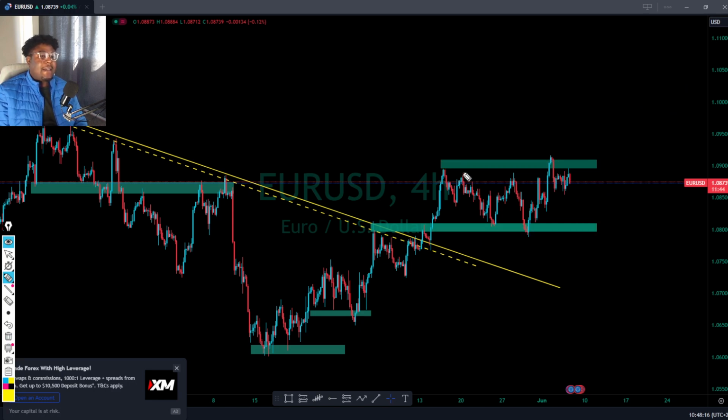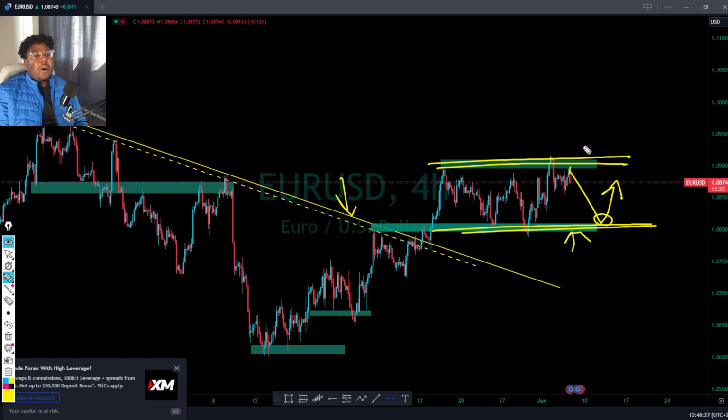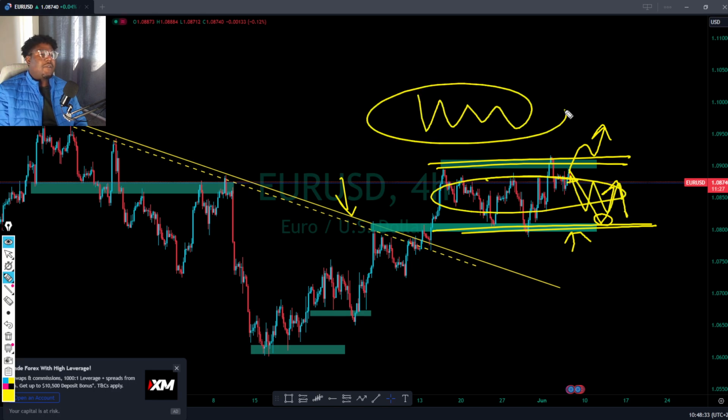But the overall structure here is we are no longer on this downtrend structure. We expect the market to keep going higher, which means we want to see the market reaching the support before we buy, or maybe breaking that support before we look for a buy. At the moment, we can't just play around this level. The market is just consolidating.